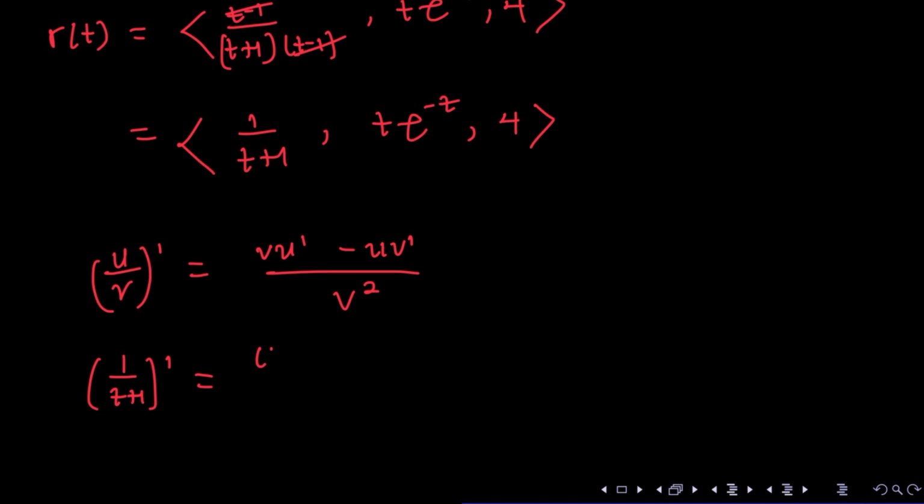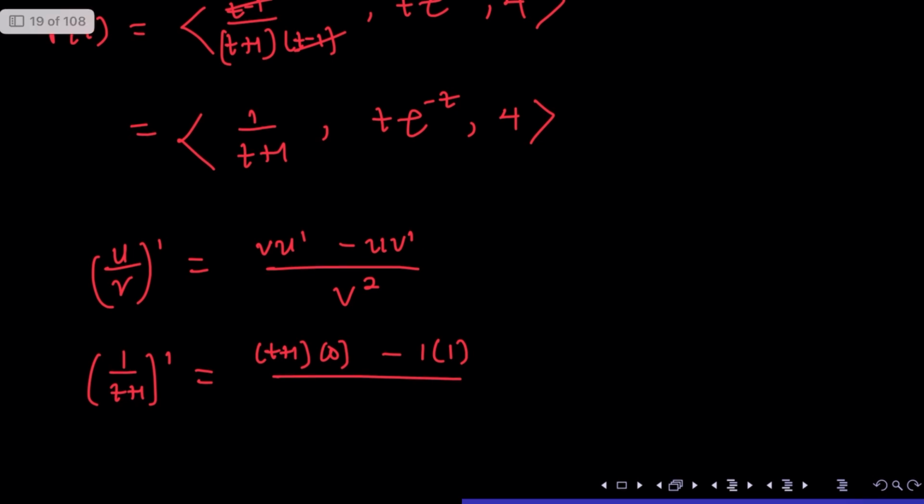now v is t plus 1. Now u prime will go to 0, minus, we keep u now, and v prime is going to give us 1. All divided by v squared, that's t plus 1 all squared. So we are going to have minus 1 on (t plus 1) all squared. So that's the rate of change of the i component.